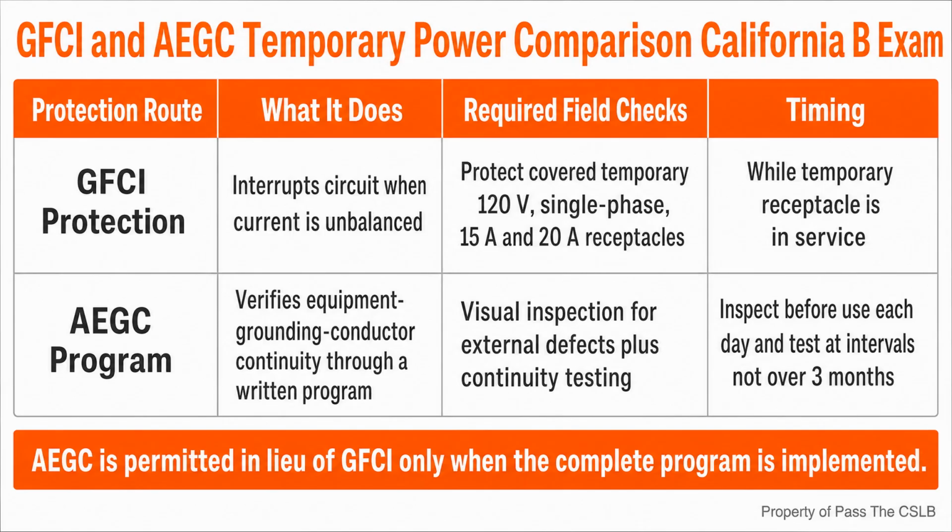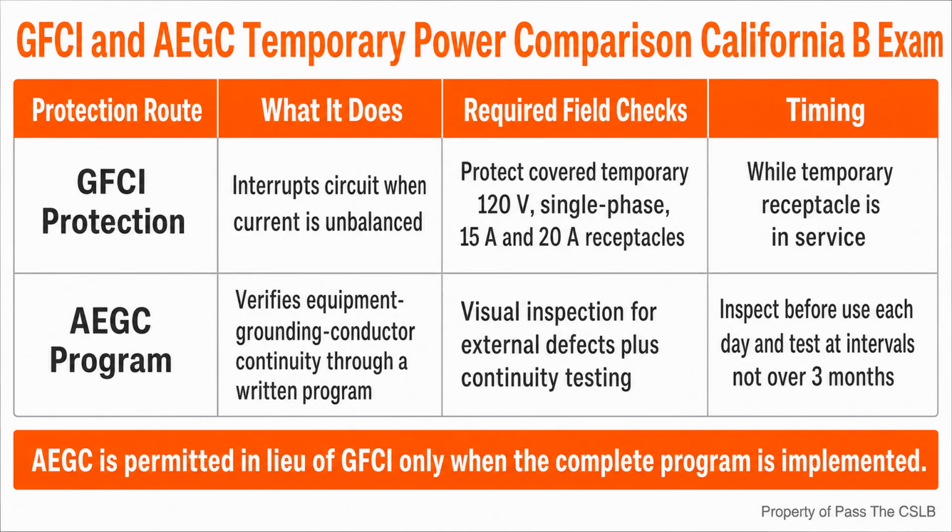Suppose a crew says, "I checked those cords last year." That does not satisfy the stated interval for the assured grounding program. Suppose another crew says, "The tools have 3-prong plugs, so no ground fault protection is needed." That also misses the rule. The receptacle requirement and the equipment grounding condition are related, but they are not interchangeable.